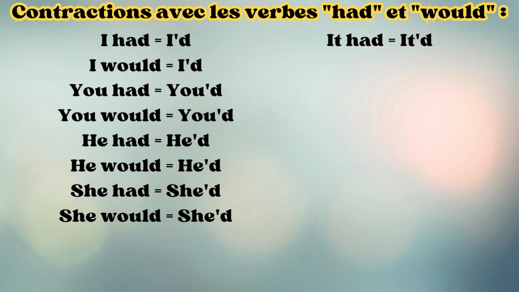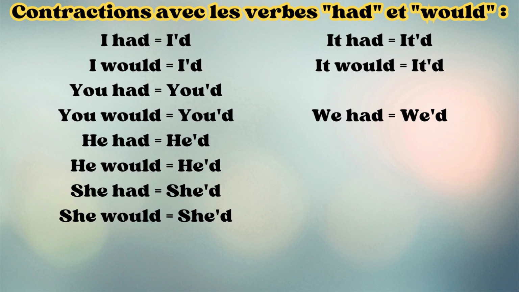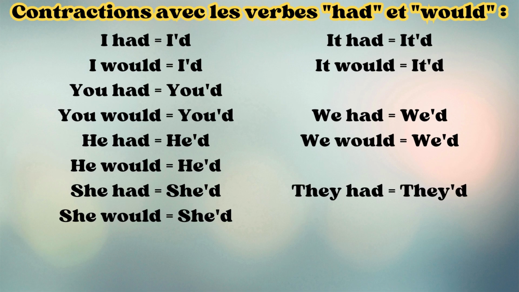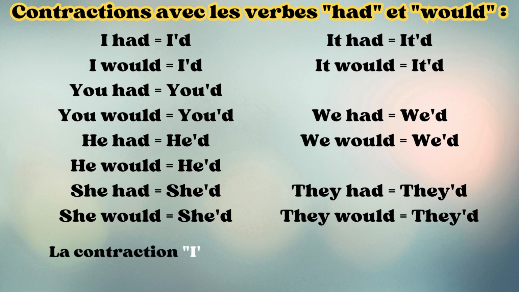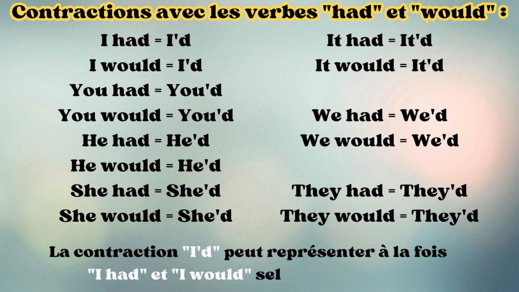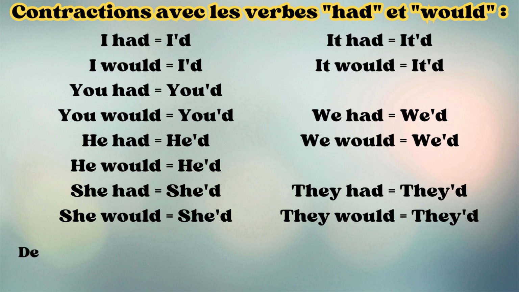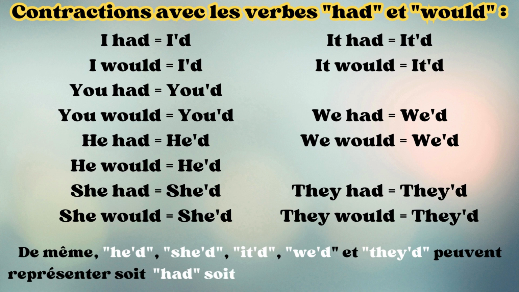It had, It'd. It would, It'd. We had, We'd. We would, We'd. They had, They'd. They would, They'd. La contraction I'd peut représenter à la fois I had et I would selon le contexte. De même, he'd, she'd, it'd, we'd et they'd peuvent représenter soit had, soit would en fonction du contexte.